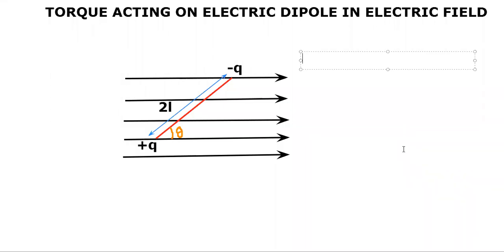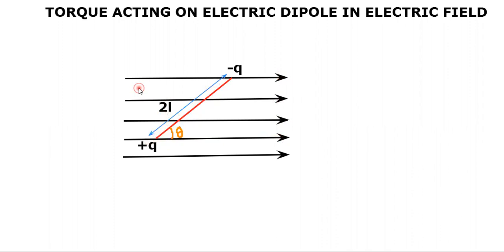Today we will be covering torque acting on an electric dipole in an electric field. As you can see in the diagram, these black arrow lines are the electric field. This red is an electric dipole separated by a distance of 12. This theta is the angle between the dipole and the electric field. This is the initial angle between the electric dipole and the electric field. So we have to find out the torque today on the electric dipole.